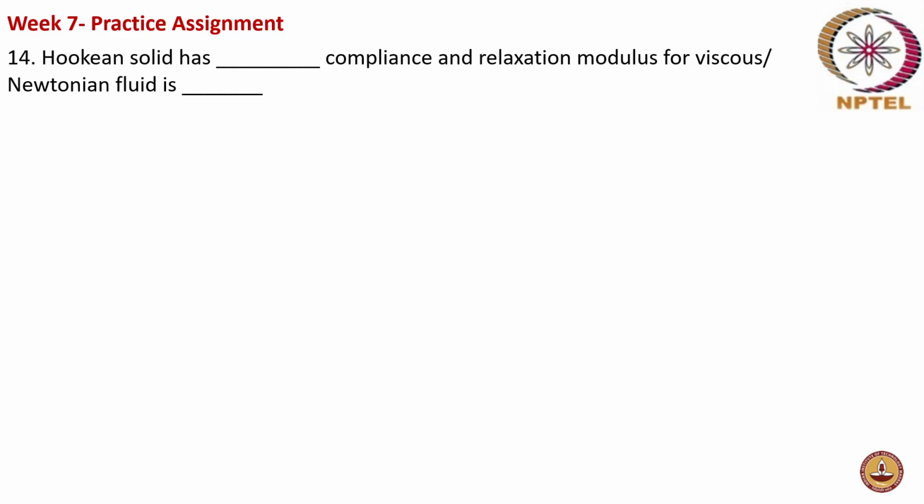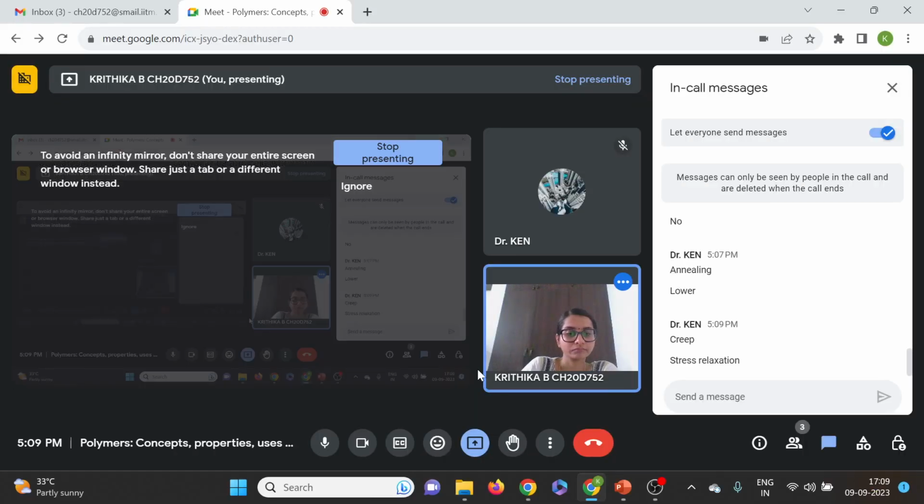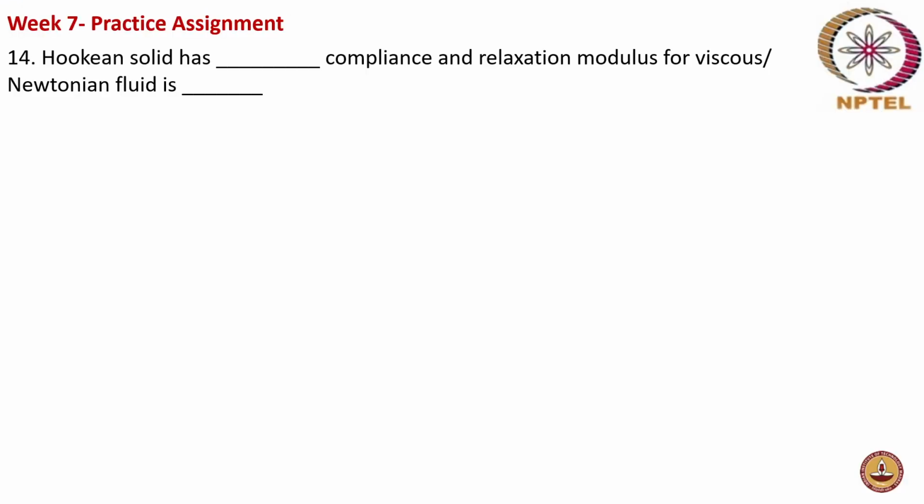So compliance is change in strain as a function of time divided by the constant stress that is being applied. So how does compliance look for a Hookean solid? Okay, you're saying creep. Hookean solid has dash kind of compliance. How does the response look like? And the next part of the question is the relaxation modulus for viscous or Newtonian fluid is, again, how does it look like?